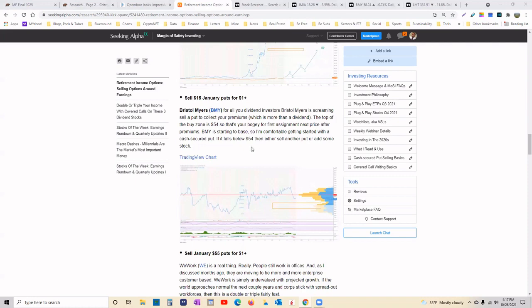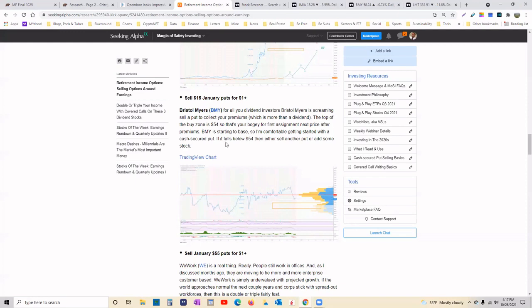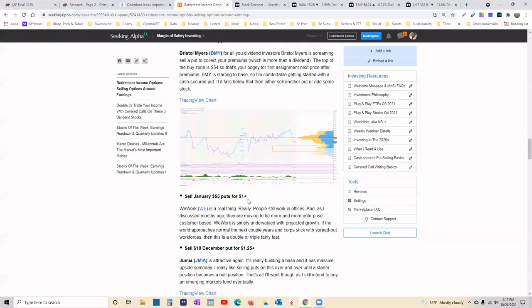Bristol Myers, for those of you who like the dividends, it's had a nice correction. I mean, it ran away from us and now it came back. So I think that you can sell a cash secured put that gets you an average price of 54 or a little lower. So go ahead and sell the $55 put for a buck or more. It was like a buck 60 today.